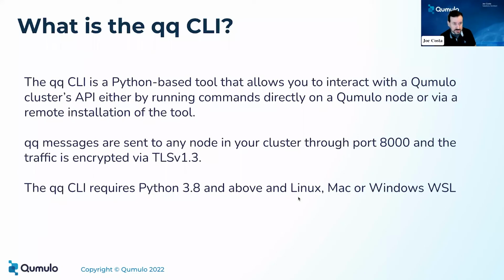So what is the QQ CLI? QQ is a Python-based tool that allows you to interact with the Qumulo cluster either by running commands directly on a node or via remote installation of the tool. QQ messages are sent to any node on your cluster through port 8000, and the traffic is encrypted via TLS. The QQ CLI requires Python 3.8 and above and Linux, Mac, or Windows WSL. We do have a PowerShell module under development, but we will not be covering that in this presentation.